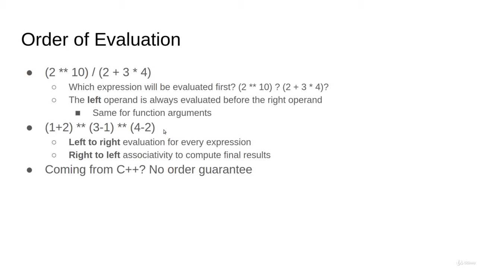After we evaluated them left to right, now we come to the final evaluation, which will be right to left. So left to right evaluation for the expressions, but right to left here for the associativity. Should you care about that? The answer is no, it doesn't matter. But if you are coming from C++, you know that there was no defined order of evaluation in C++, which might be a bit tricky. But here in Python, it's always left to right, which is very straightforward.